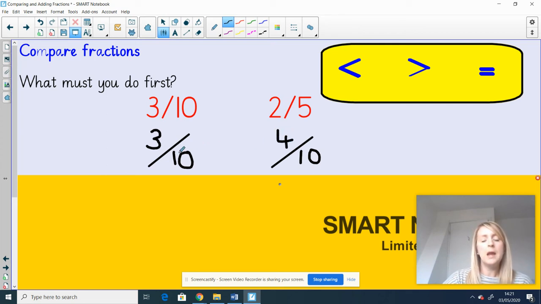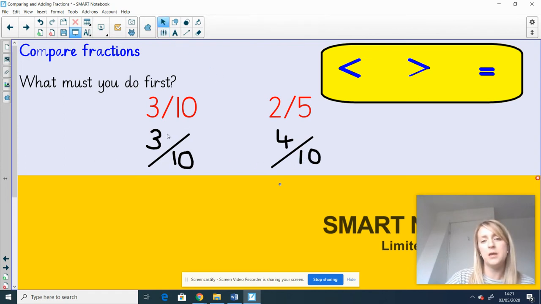There we go. Now that both of the denominators are the same, they're both tenths, I can compare them, and I can see that 3 is less than 4. 3/10 is less than 4/10. So I use this symbol here. And if 3/10 are less than 4/10, that means that 3/10 is less than 2/5.